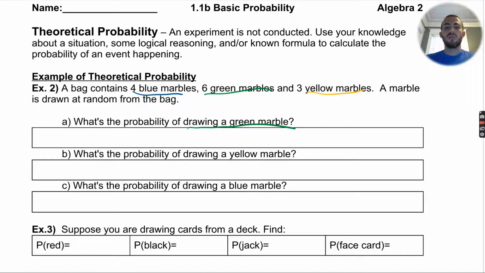So to find the probability, remember, it's what we want, that's a G for green, over the total. So what we want is green. We know there are 6 green marbles, right? It tells us that right here. The total amount of marbles we have to add to find, right? There's 6, 4, and 3. So 6 plus 4 plus 3. If we add them together, there are 13 in total.